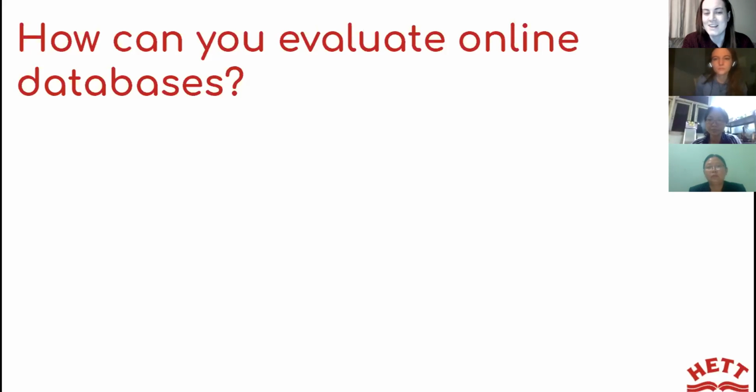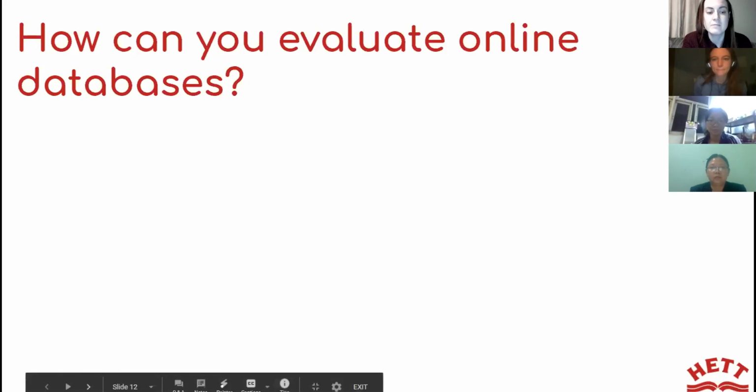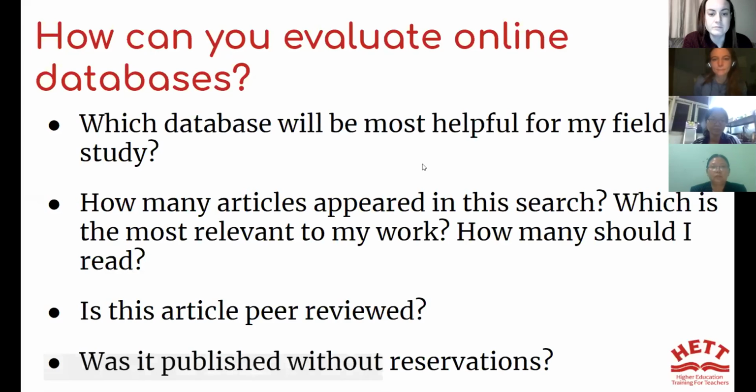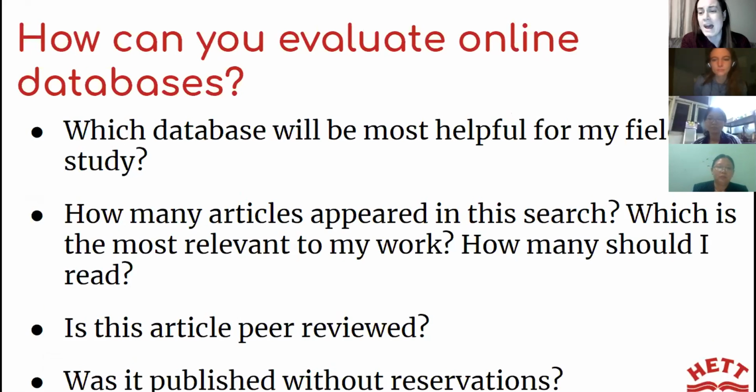how high it's ranked. Yeah, there's lots of ways that they are ranked as far as journals and publishers and that type of thing. So you can find the rankings online as well as the impact and things like that, like how much of an impact do they have. And also which databases will be the most helpful for my field of study. Obviously, accuracy, publisher, level of index. Good.